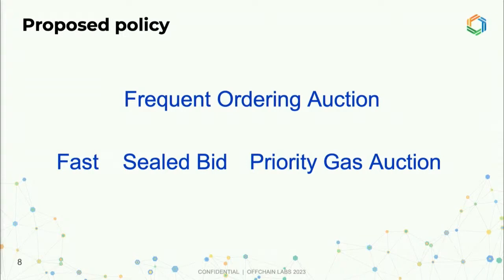Priority gas auction means, like Ethereum, that your bid is an offer to pay a bit extra for every unit of gas your transaction uses. And the fact that it's a priority gas auction rather than just a single bid actually turns out to be important, as you'll see later in one of my examples. So that's the approach that we are suggesting, a frequent ordering auction.